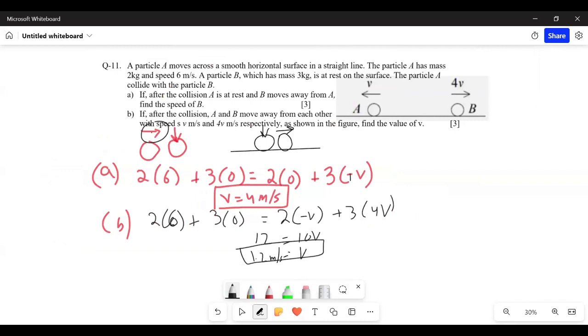Okay. 12 is also vectors plus momentum. We're not doing that. Let's do 13.